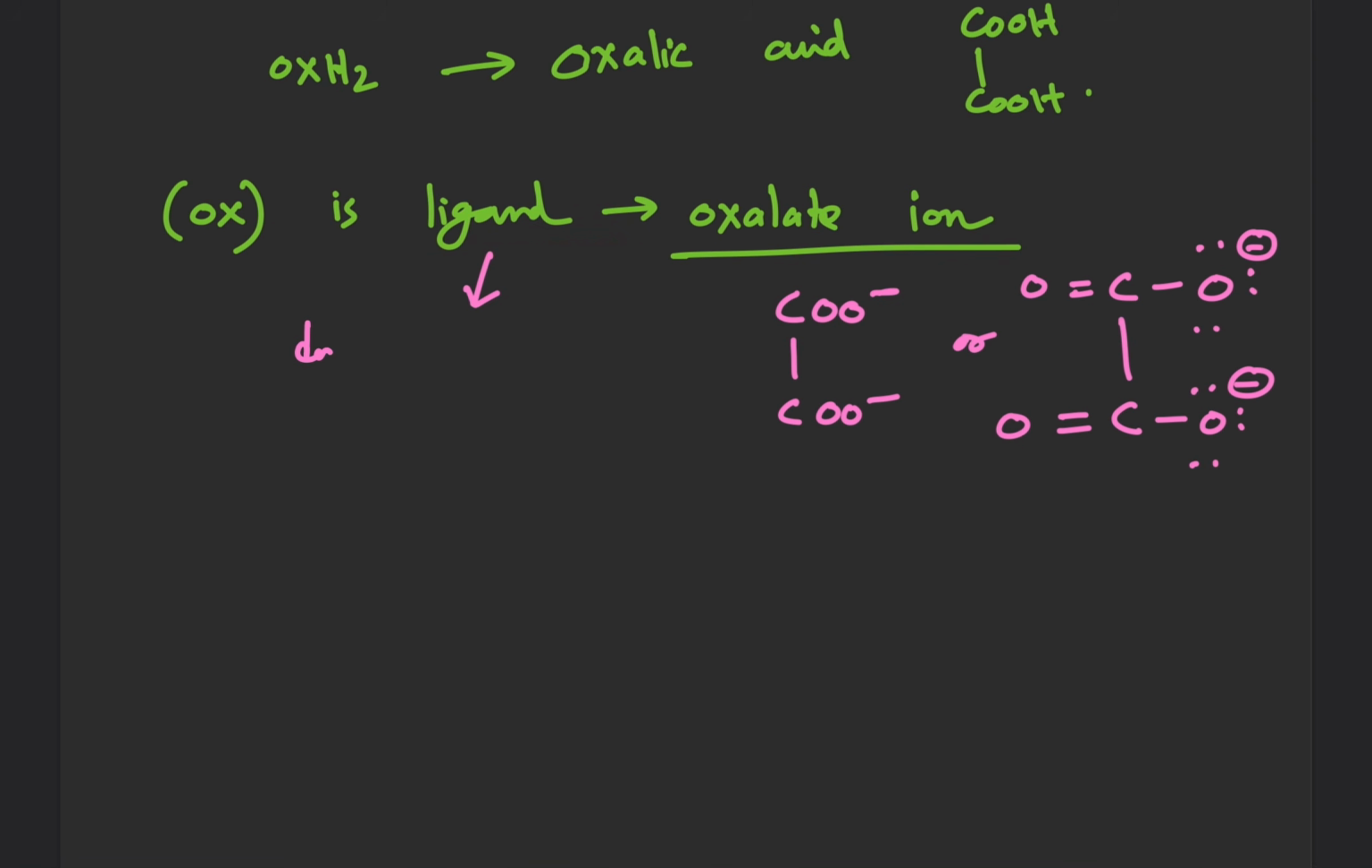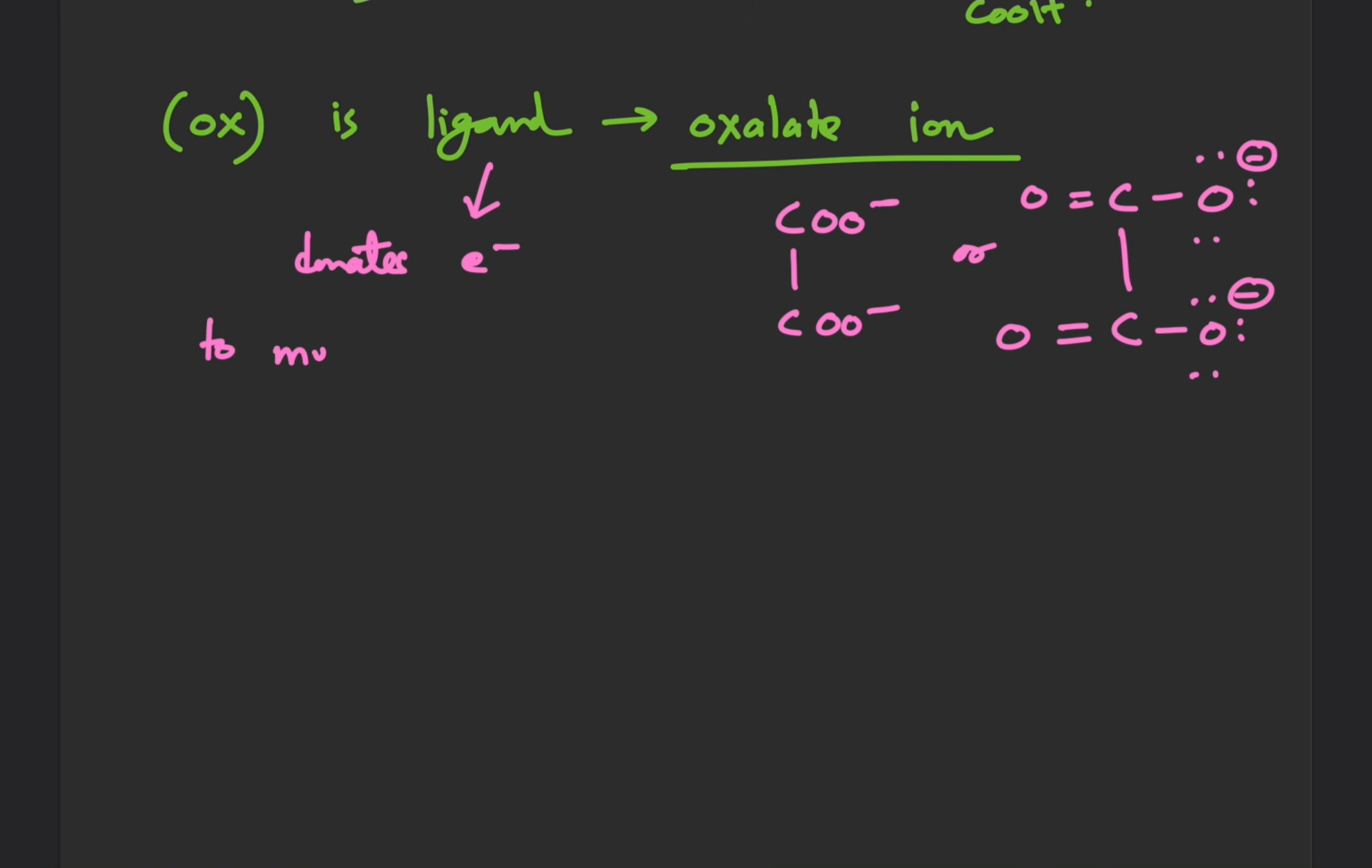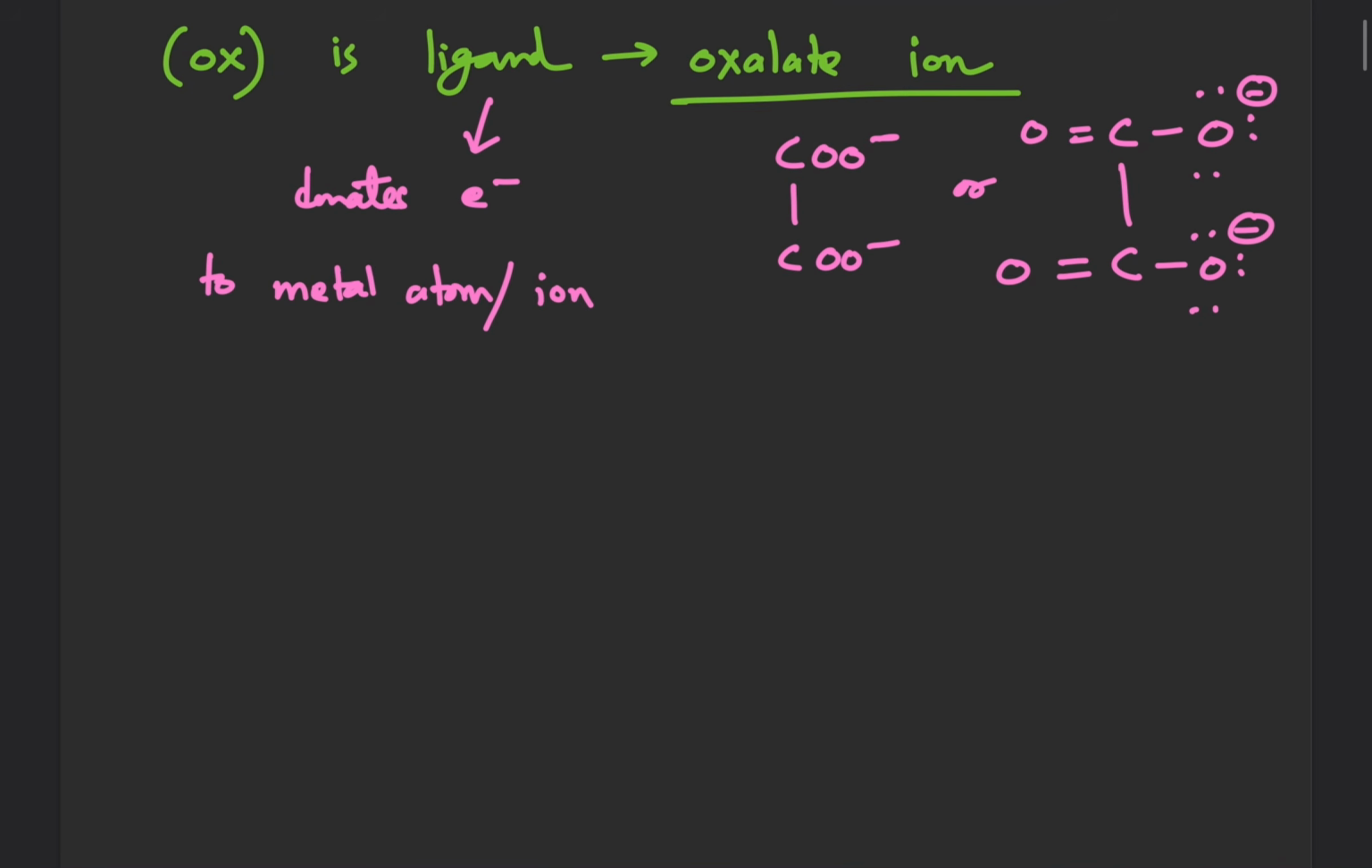A ligand donates electrons to the metal atom or ion and forms a coordinate bond.